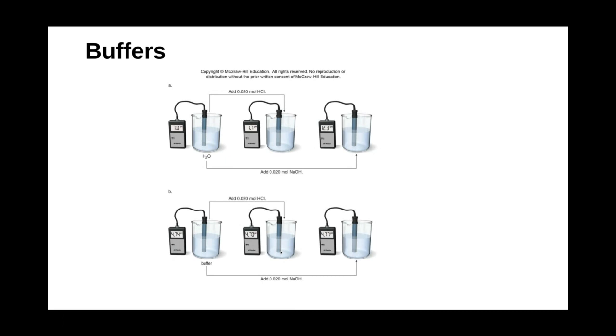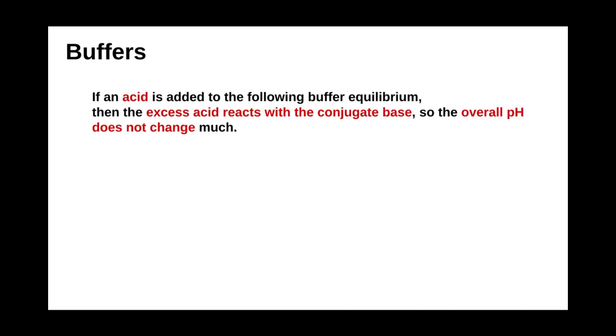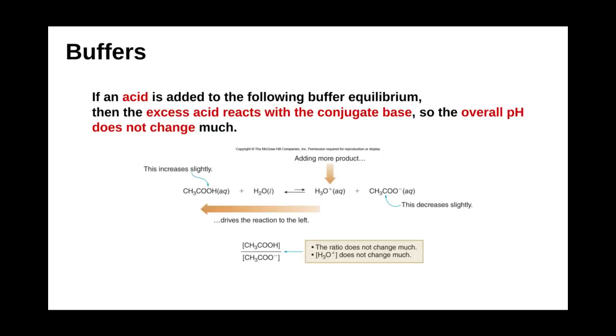And why is that? Because the buffer is absorbing parts of the acid and parts of the base, thus minimizing the pH change. So it's kind of fun, right? Buffers can really strongly minimize how much the pH changes. Now, if an acid is added to the following buffer equilibrium, then the excess acid will react with the conjugate base, so the overall pH simply doesn't change.